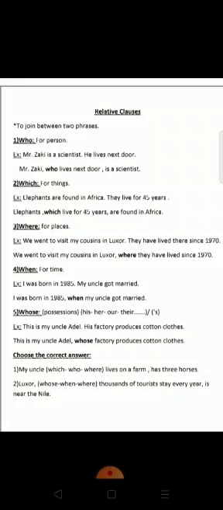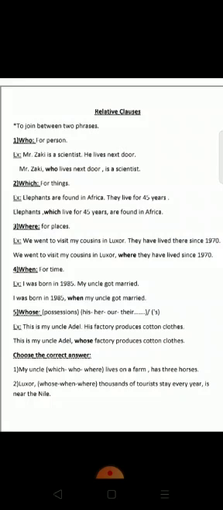Number five, whose for possession. When I say his or her or their or my, when I'm talking about something which I own. So, for example, this is my uncle Adil. Full stop. His factory produces cotton. His factory. So his here refers to whose. So that's why I'm going to use whose. So this is my uncle Adil whose factory. I'm going to cancel the possessive adjective his, whose factory produces cotton.